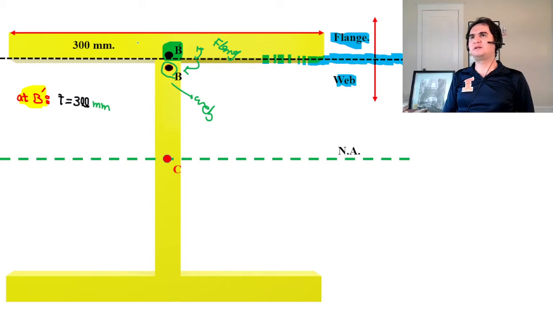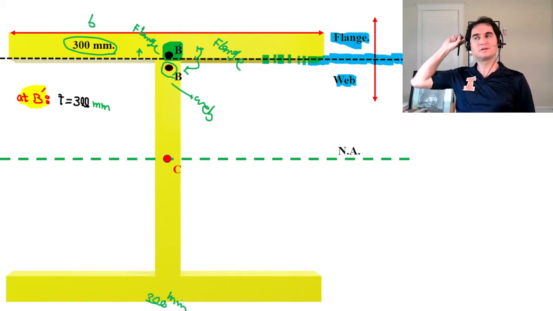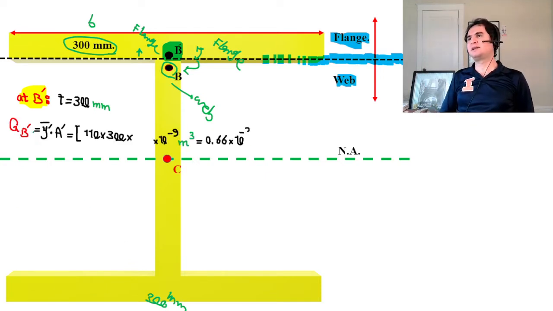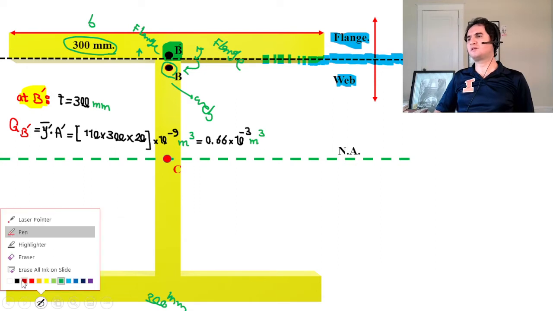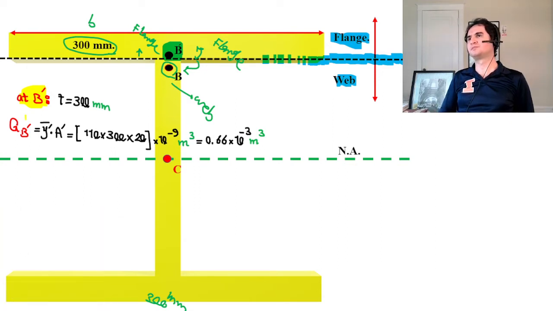In the flange, when you move up, you are in the flange. So the thickness is equal to b, 300 millimeters, if you remember. One can say Q at B prime is also Y bar prime times A prime.